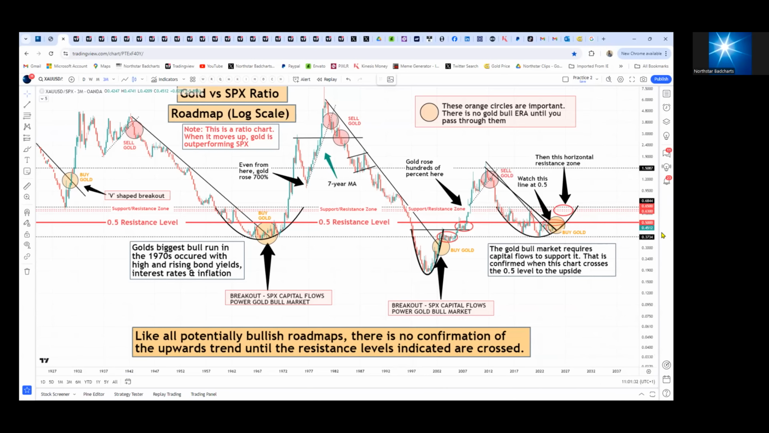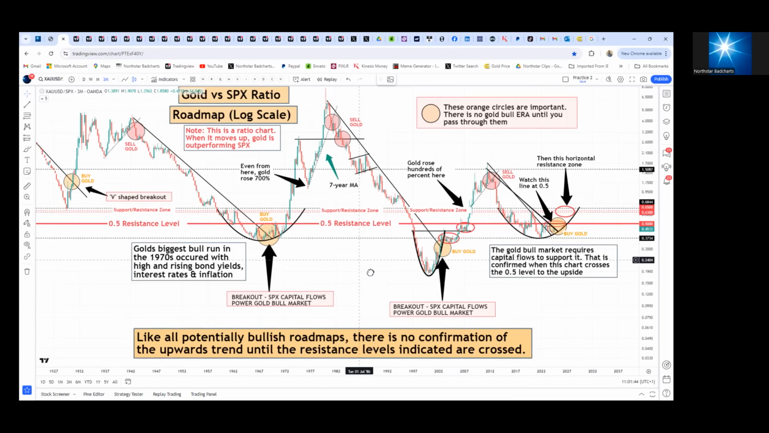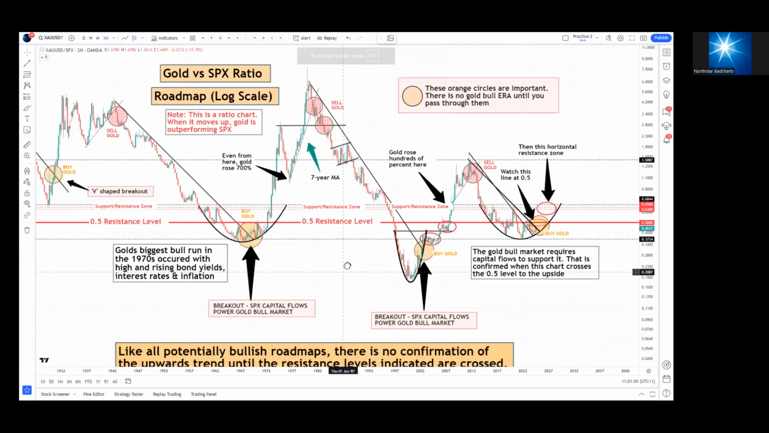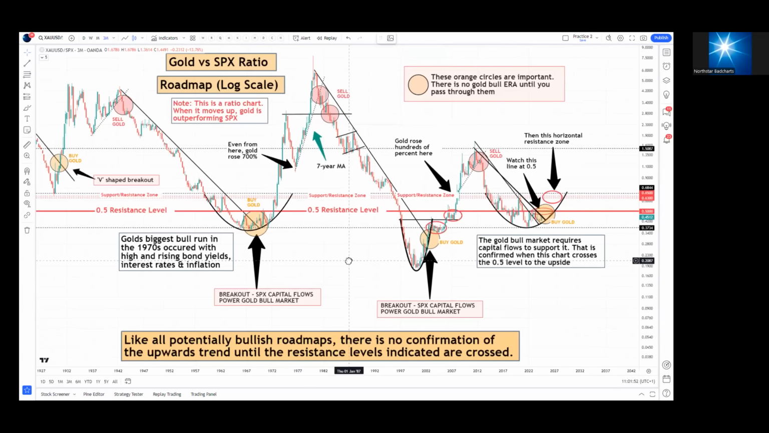And then we're going to zoom in and look at the trees, which basically means looking at the detail of what is happening on a much smaller scale, much smaller time scales. So the big picture for silver really is dominated by the same thing as gold, and that is whether or not we're in a precious metals bull era.